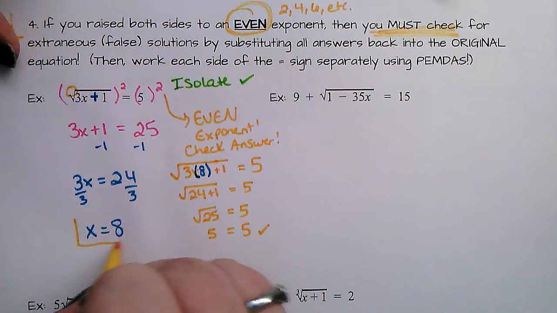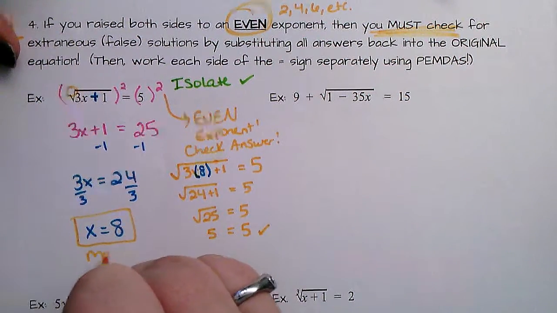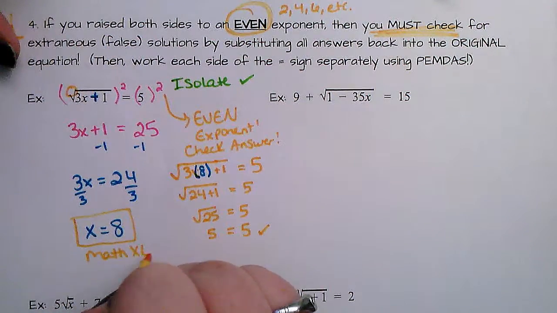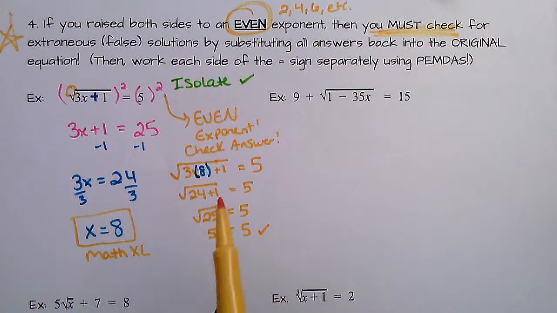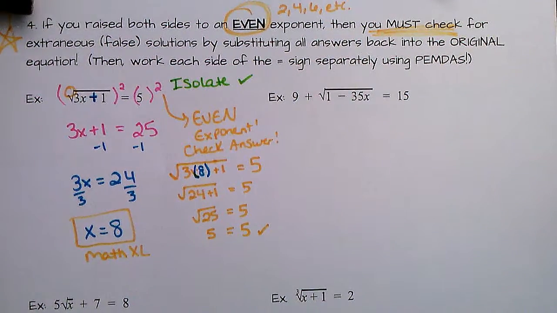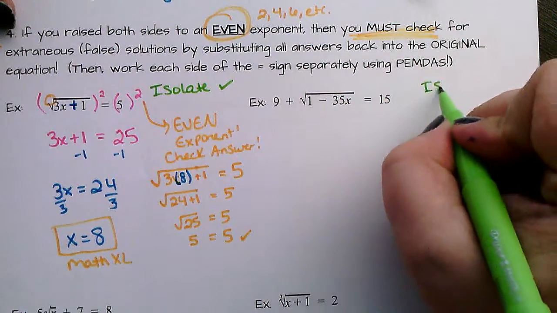Yep, that checks. So I know 8 is my answer, and that's what I'm going to put into Math Excel. 8 is my answer. This is just like if you had a research paper, this would be like your citing. This would be what you cite. This is your proof that 8 is the answer. Okay, next one. First thing I have to do is isolate.